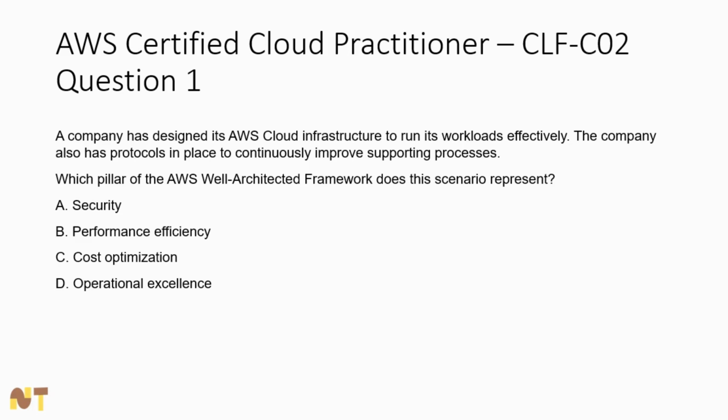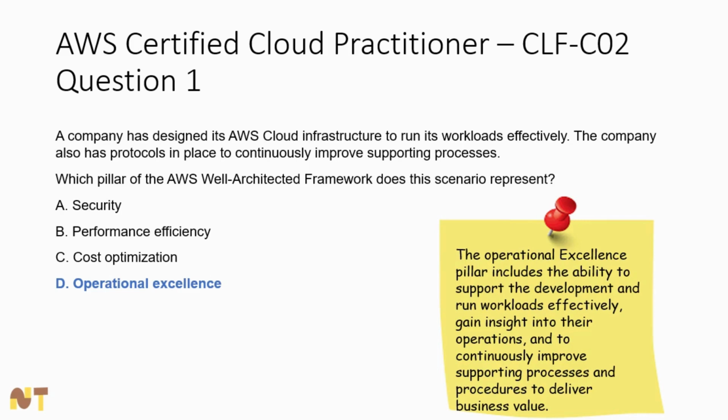Now, given the scenario, we need to answer which AWS well-architected framework pillar does this represent. As the company has already used AWS to run its workloads effectively and they have protocols in place to continuously improve the supporting process, the correct answer is option D, operational excellence. The Operational Excellence pillar includes the ability to support development and run workloads effectively, gain insights into their operations, and to continuously improve supporting processes and procedures to deliver business value. So the correct answer is D, Operational Excellence.